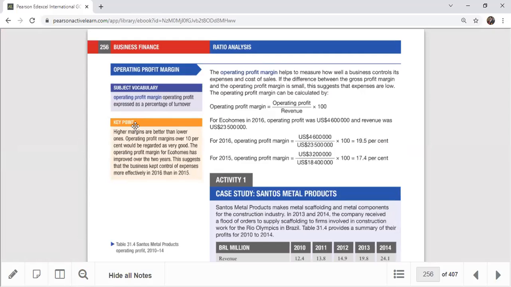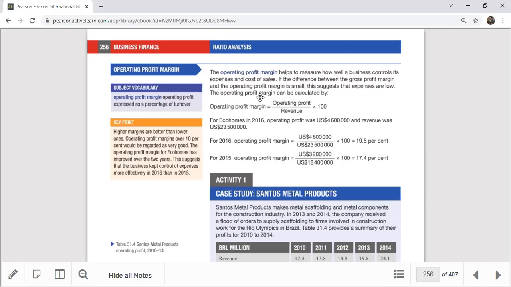Operating profit margin definition is the operating profit expressed as a percentage of turnover. Even gross profit we define like that: gross profit expressed as a percentage of the turnover. So operating profit margin helps to measure how well a business controls its expenses and cost of sales. So really important. Operating profit margin helps to measure how well a business controls its expenses and cost of sale.